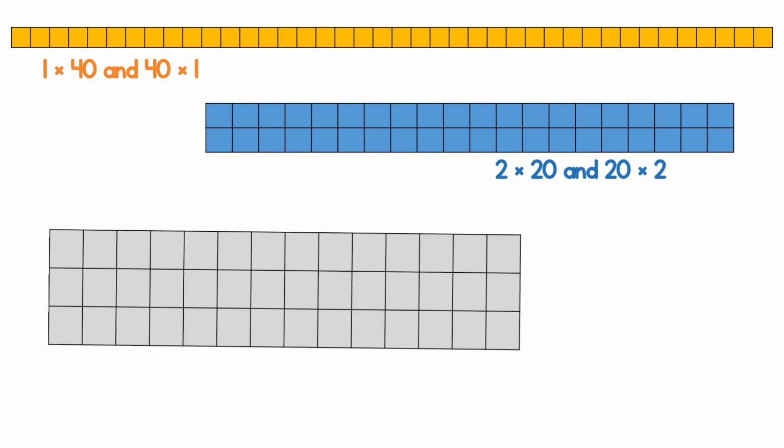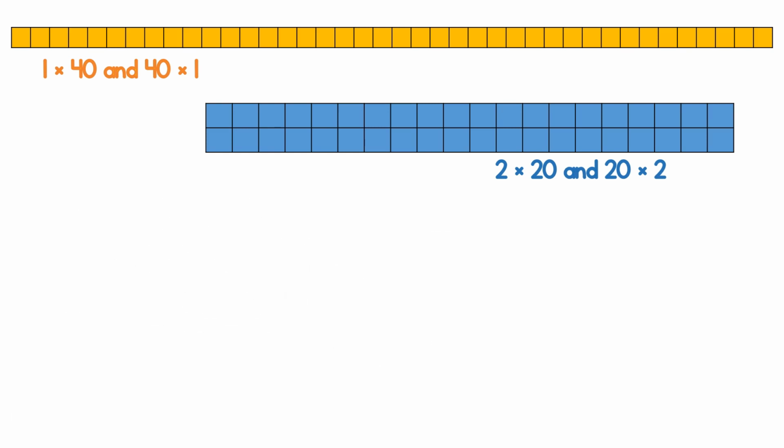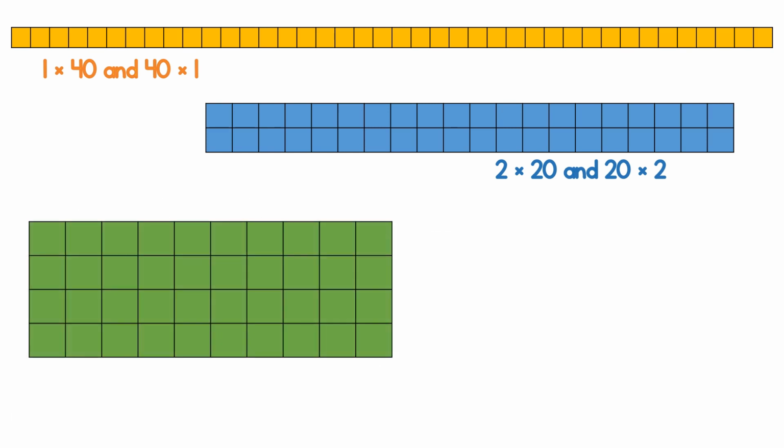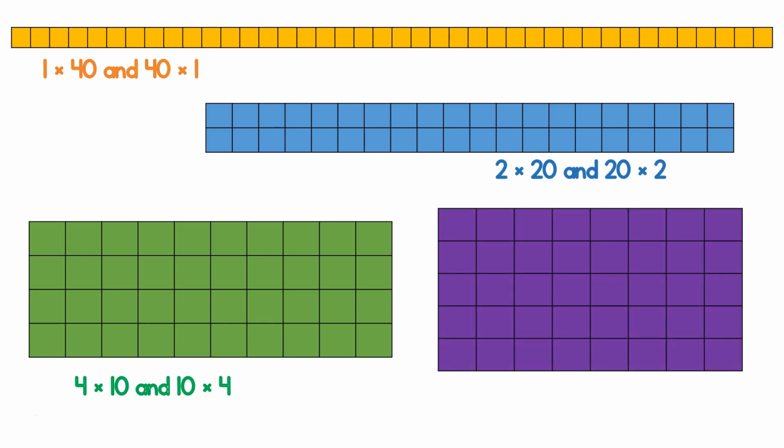Now you know you can move on to 4. How about 4 rows of 10? 4 times 10 and 10 times 4. Now how about 5? 5 rows of 8. 5 times 8 and 8 times 5. Again, you can continue on with this one digit at a time to really make sure you have found all the ways to model 40.